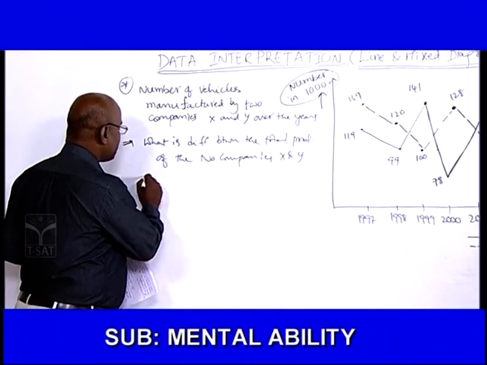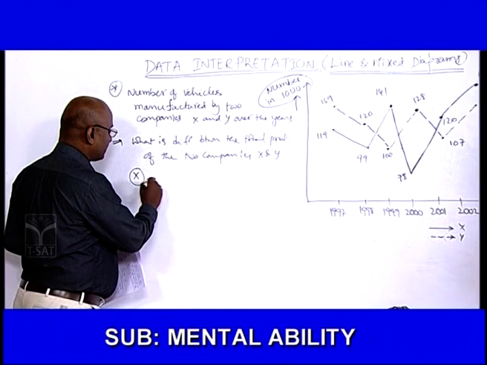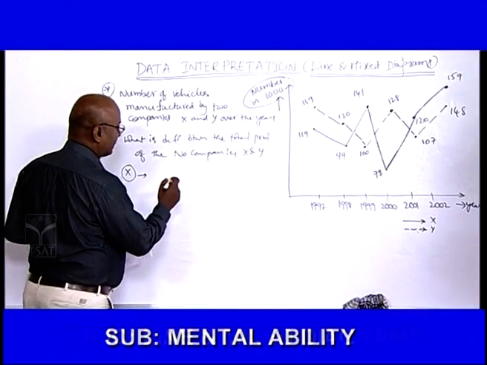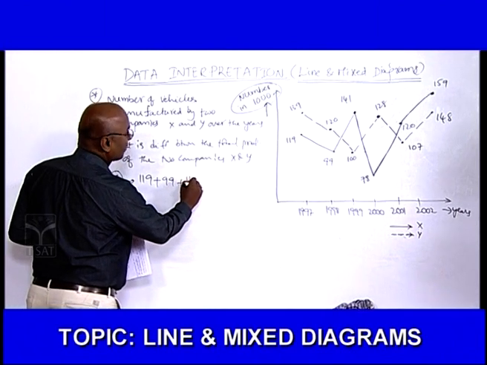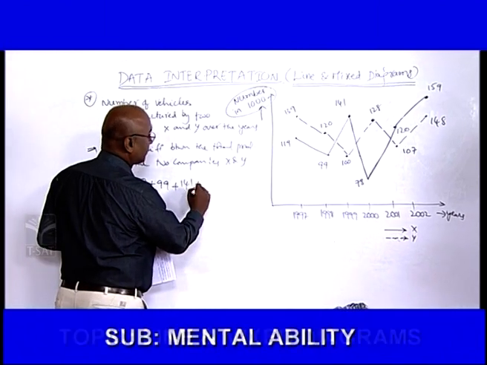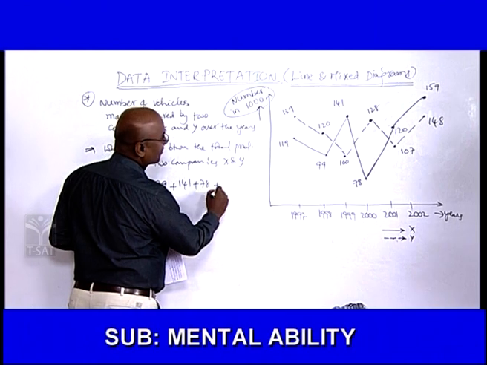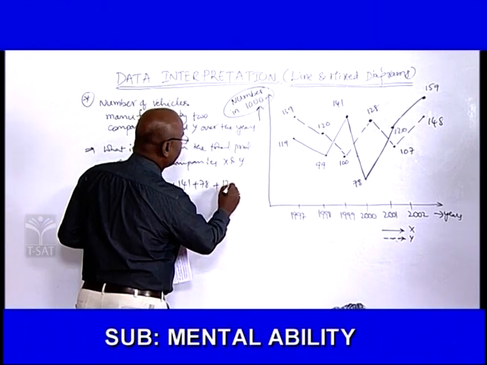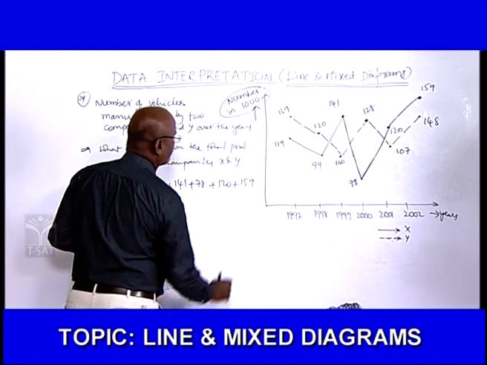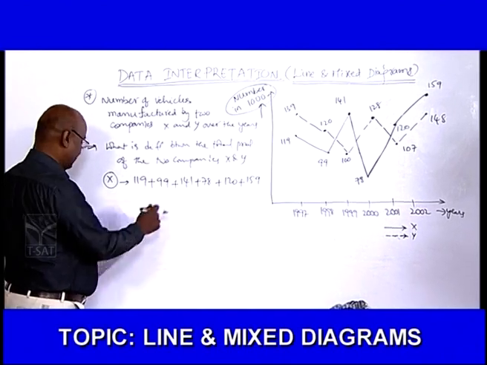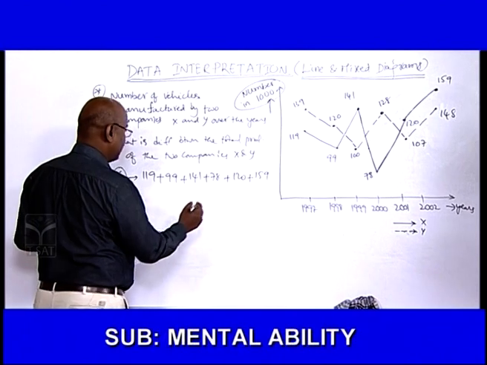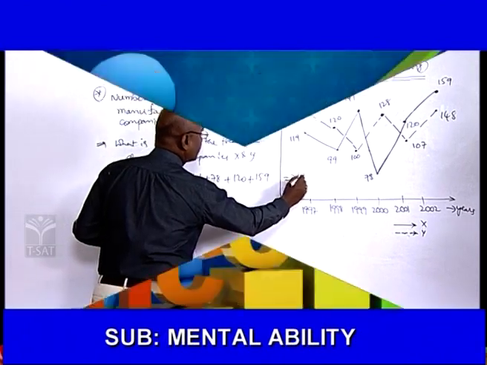So vehicles manufactured by X, what is the value? That is 119 plus 99 plus 141 plus 78 plus 120 plus 159,000. So all these are in the thousands, 119,000, 99,000 like that. And this value is 716,000.